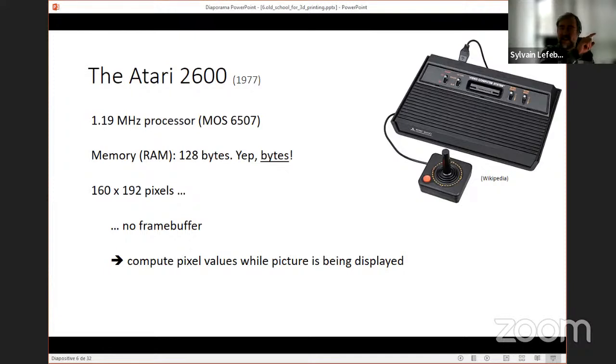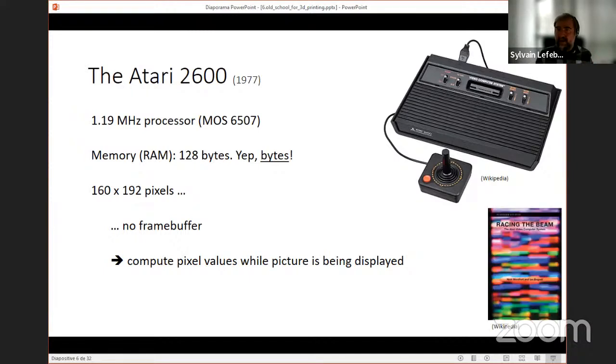So as the electron beam is drawing the pixels on the screen, you have to compute what the color of the next pixel is going to be. You cannot store this in memory. And this is called, in old school graphics, racing the beam. And there's a very interesting book that has been written precisely on this topic on the Atari 2600, and I highly recommend reading it. It really pays tribute to what it meant to be developing games for such consoles.